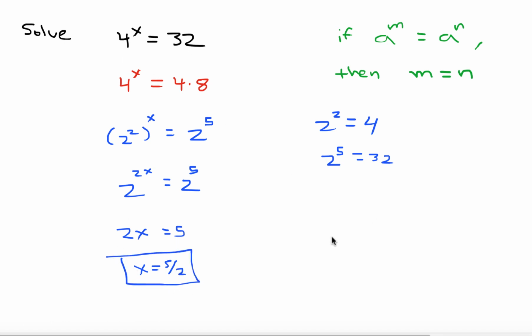So what can we conclude? We can conclude that 4 to the 5 over 2 power is indeed equal to 32. 5 halves is the solution to the initial equation.